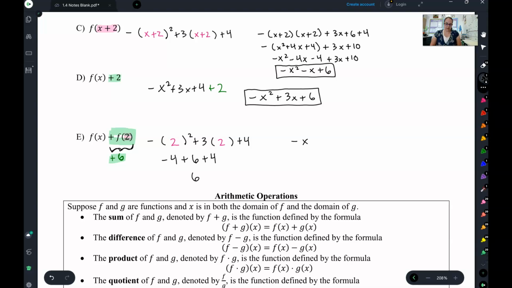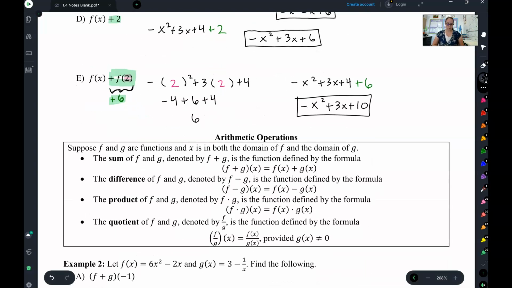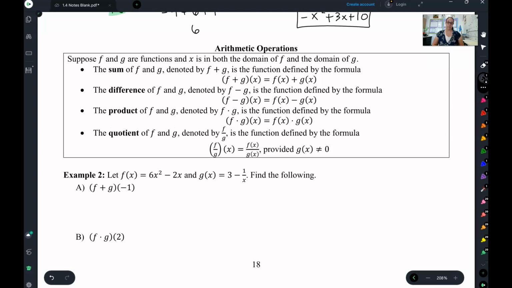So now I can take my f of x equation and do my outside of adding 6 to it. My negative x squared plus 3x plus 10. So there we go. That is our first section. In our next video, we're going to talk about arithmetic operations.